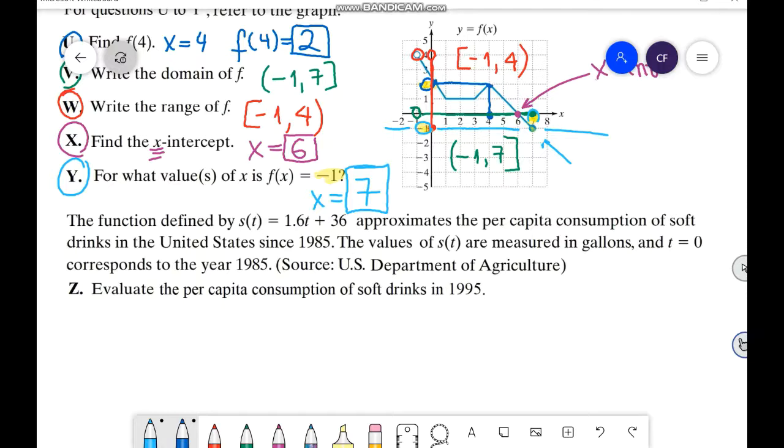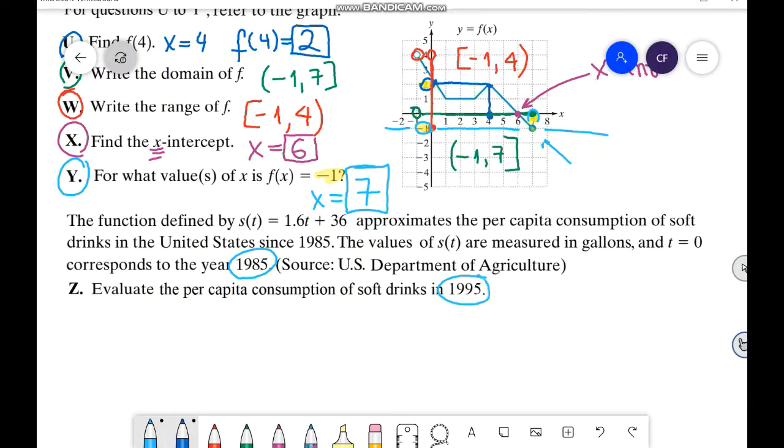The function defined by S of t equals 1.6t plus 36 approximates the per capita consumption of soft drinks in the United States since 1985. The values of S of t are measured in gallons and t equals zero corresponds to the year 1985. So 1985 is year zero. Evaluate the per capita consumption of soft drinks in 1995.